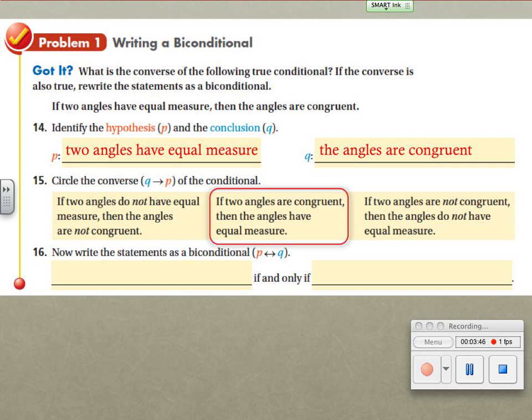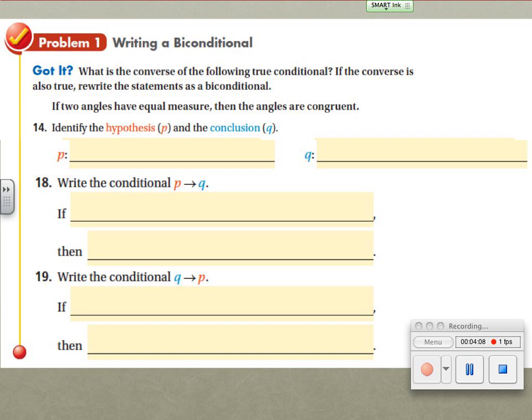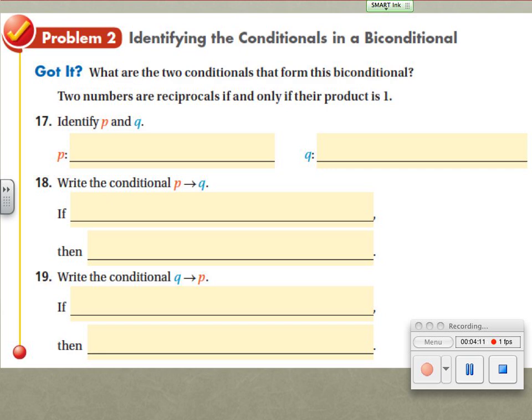So now we have to ask ourselves, is the converse of this statement also true? So we're going to circle the converse of the conditional. If two angles are congruent, then the angles have equal measure. So now we're going to write the statement as a biconditional. Two angles have equal measure if and only if the angles are congruent. So that's basically how you write a biconditional statement.